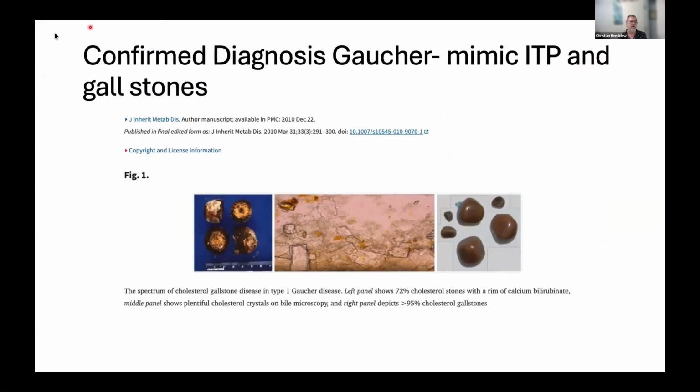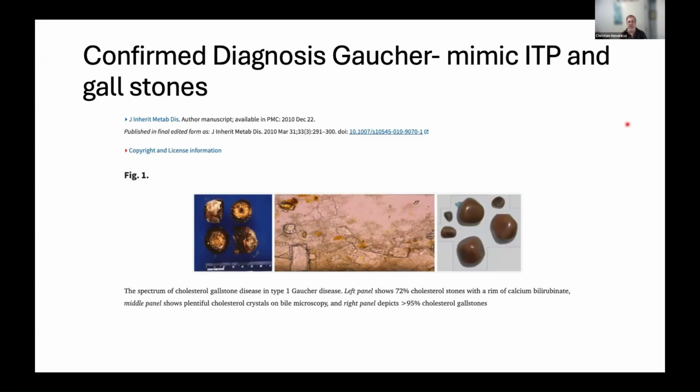So this is not the patient's stones, but this is another one which is confirmed. Because the patient had this unusual ITP picture, which doesn't respond to steroids, and also had these gallstones, the hematologist was quite smart and said he's read about hypocholesterolemia and cholesterol stones in Gaucher disease. So he actually requested the testing, and the patient was confirmed.